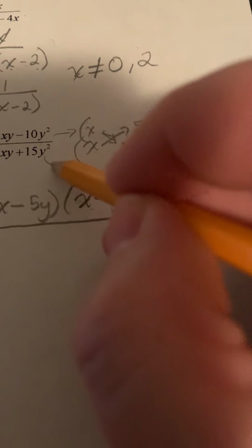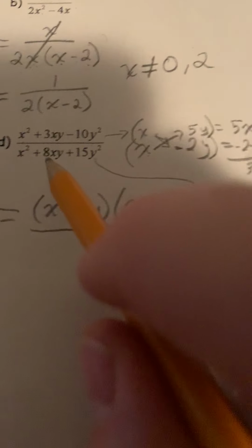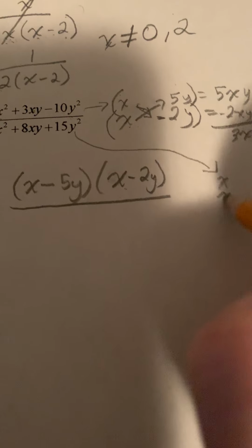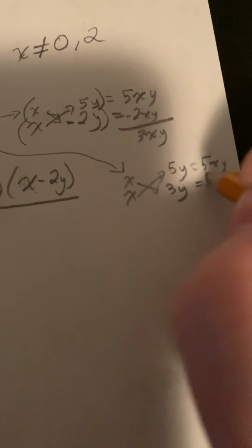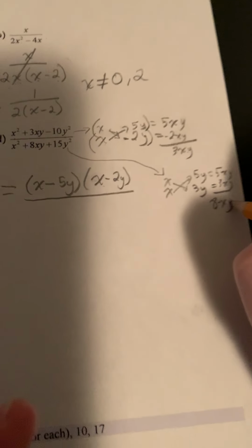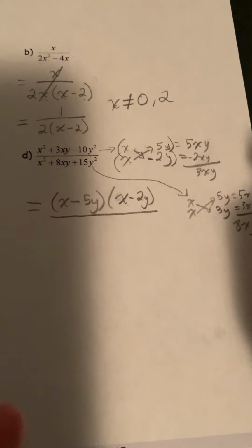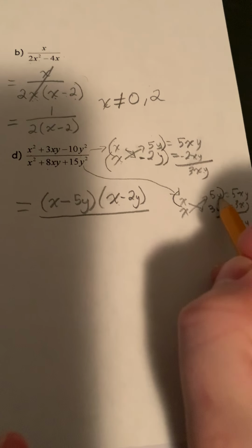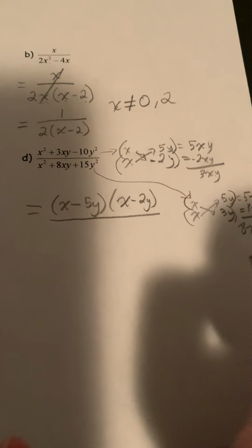Okay, now for the denominator, I'm going to do the same thing. So we have an x squared, so break it down into x and x. We have a 15y squared, so I'm going to do 5y and 3y. So 5 times 3 is 15, y squared is y and y. And we want to get to a positive 8, so this would be both positive. Cross multiply, you get 5xy and 3xy, which gives you 8xy. And that matches the middle term. Okay, so our brackets are x plus 5y and x plus 3y.